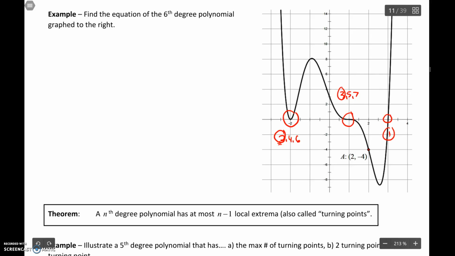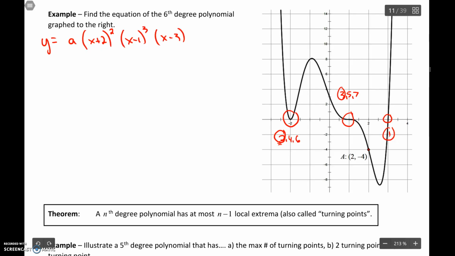So there's my polynomial. Y equals a times, if the x-intercept is -2, then the 0 is x plus 2, and that's to the second power. This one is at 1, so that's x minus 1. That's to the third power. This is the linear one, which is x minus 3.